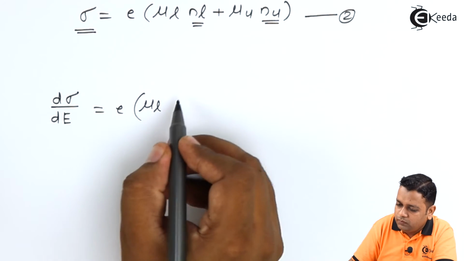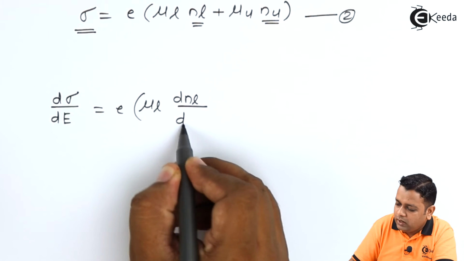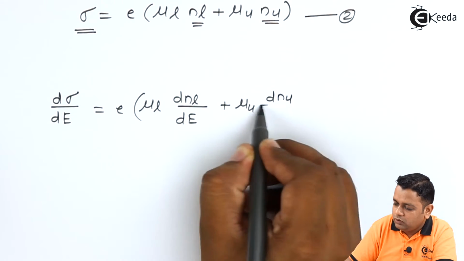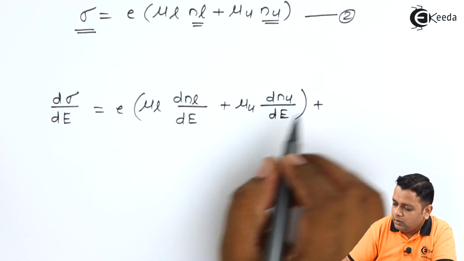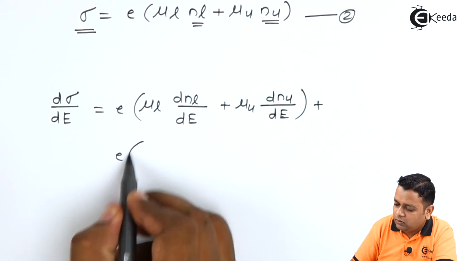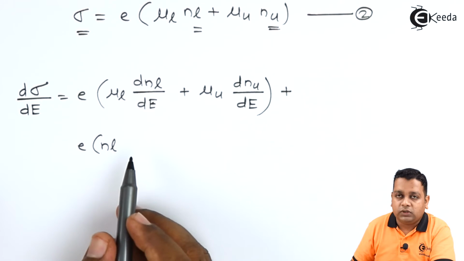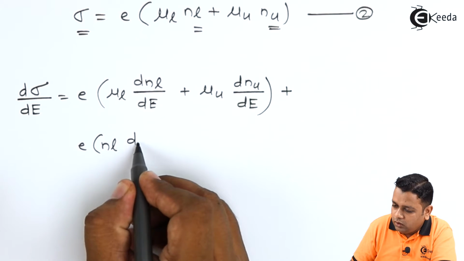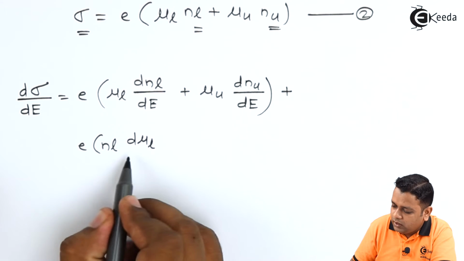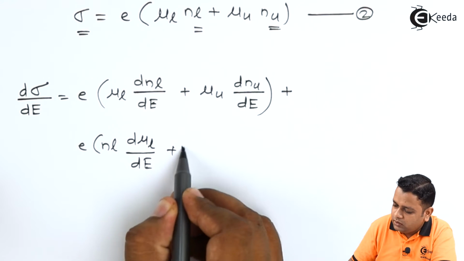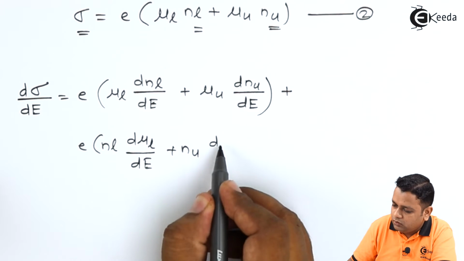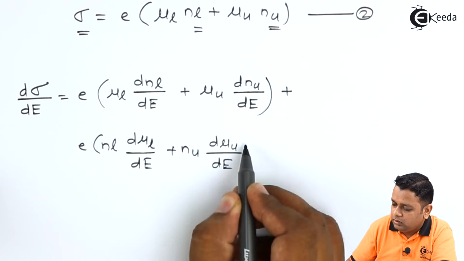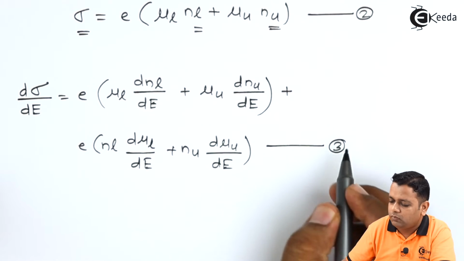Here we have mu L dN_L divided by dE added with mu U dN_U divided by dE, and the second term will be added. It has again the electronic charge outside, N_L. So here we have the second term, E in the bracket, N suffix L in multiplication to d of mu suffix L divided by dE, added with N suffix U into the differential of mu suffix U with respect to E. Let this be equation number 3 here.